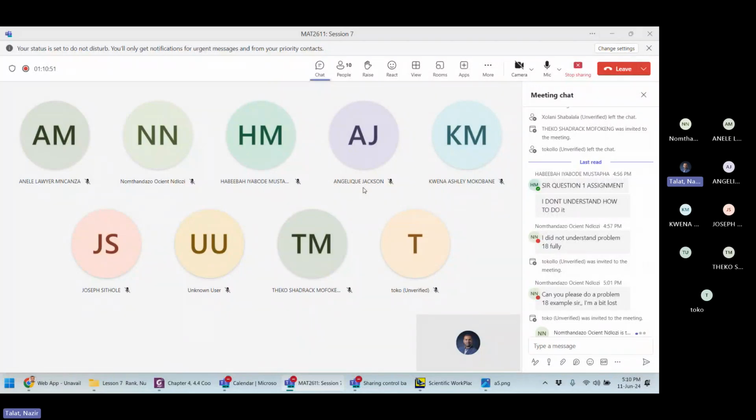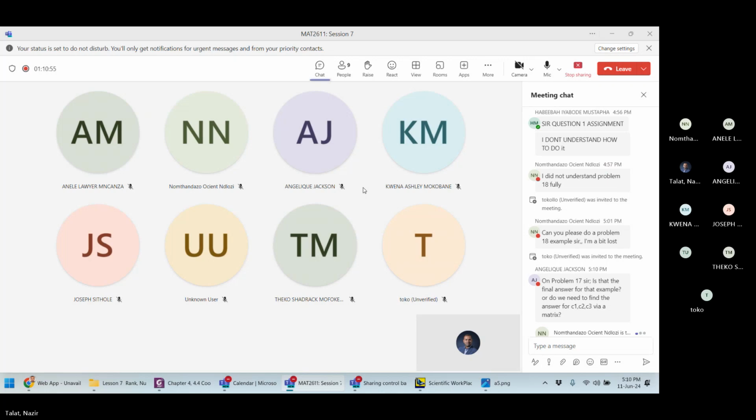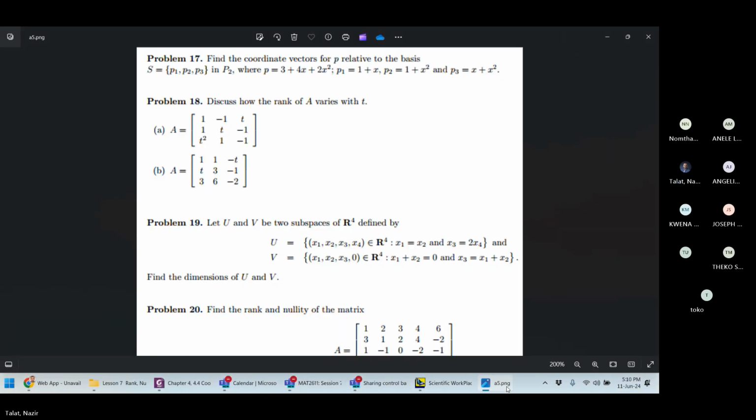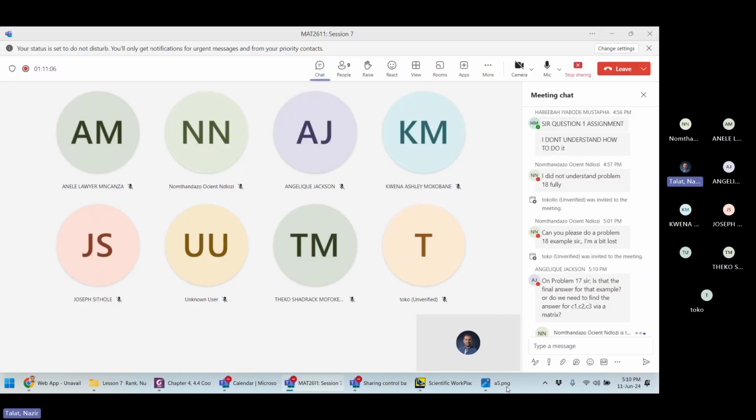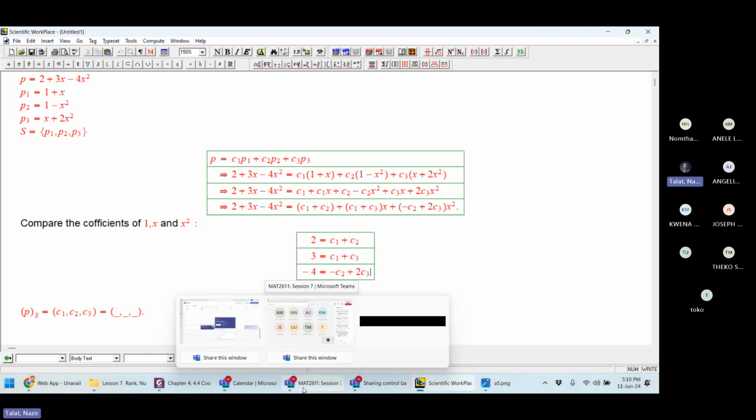Any other question? Yes, you can. For problem number 17, as you know, here you will get this one. So you can apply any method to find the solutions. You can just write it in matrix form. It is also good that if you find C1, C2, C3, you can write it in matrix form and solve this linear system.